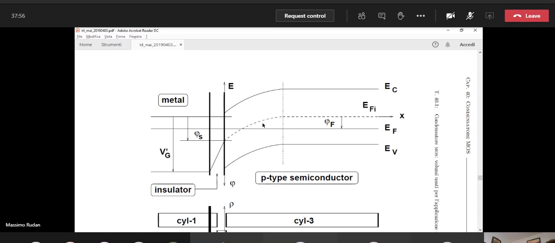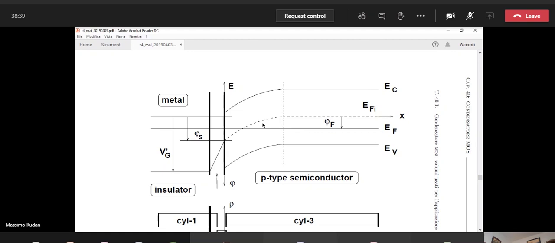So there is a region in which qualitatively the most important contribution to the charge density is given by the acceptor atoms. Okay, so we have a region in which the charge density essentially is equal to minus QNA. It's like one of the two sides of a p-n junction biased in reverse. So this applies to the example in which Vg prime is positive and the substrate of the semiconductor is p-doped.